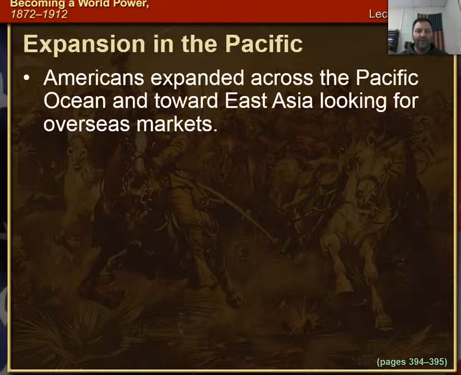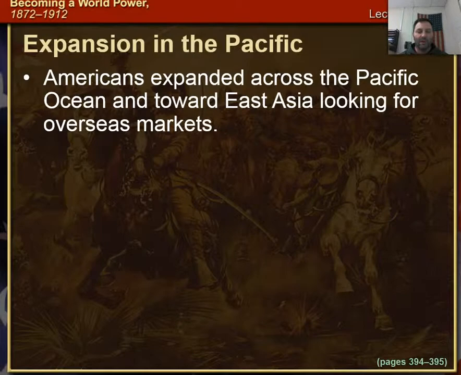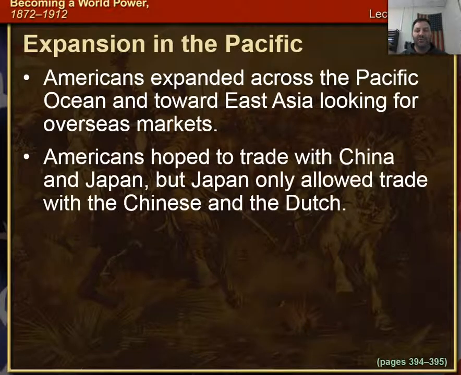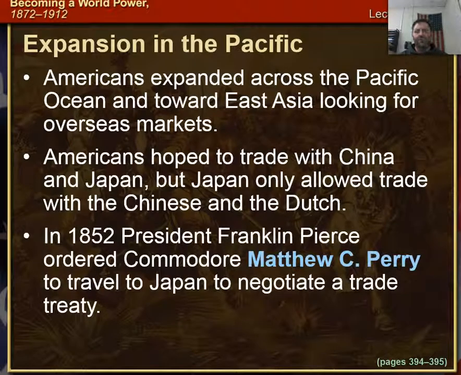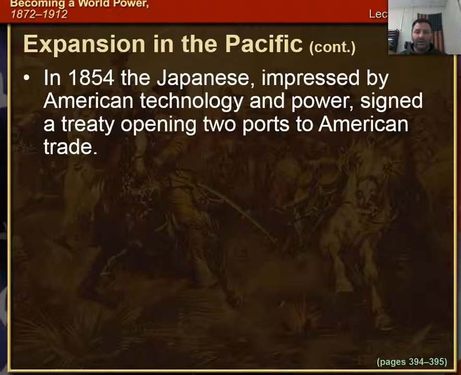Our first foray into imperialism was expansion into the Pacific area. Americans expanded across the Pacific Ocean and towards East Asia looking for overseas markets. Americans hoped to trade with China and Japan, but Japan only allowed trade with the Chinese and the Dutch. In 1852, President Franklin Pierce ordered Commodore Matthew C. Perry to travel to Japan to negotiate a trade treaty. In 1854, the Japanese, impressed by American technology and power, signed a treaty opening two ports to American trade.